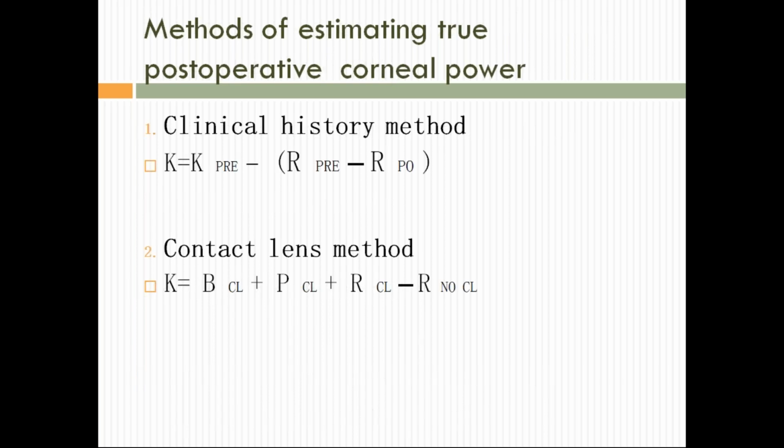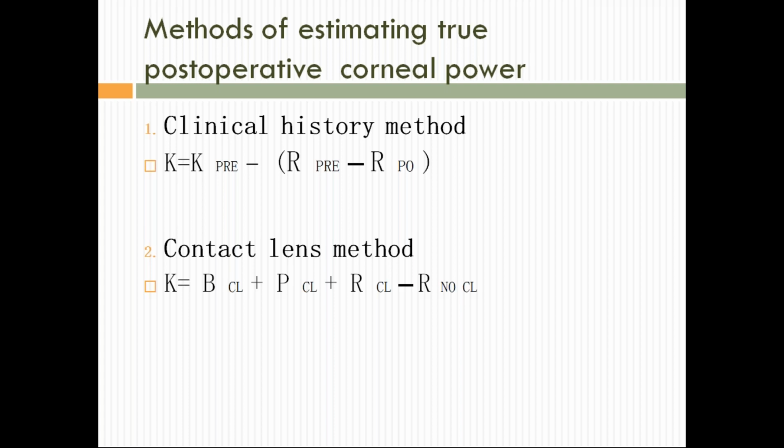So there are different methods of estimating true post-operative corneal power. It may be direct methods or indirect methods. So the first one is the clinical history method. Here we need to first find the pre-operative K reading and also the pre-operative spherical equivalent. After that, the post-operative K reading can be obtained by the formula: pre-operative K reading minus pre-operative spherical equivalent minus post-operative spherical equivalent.